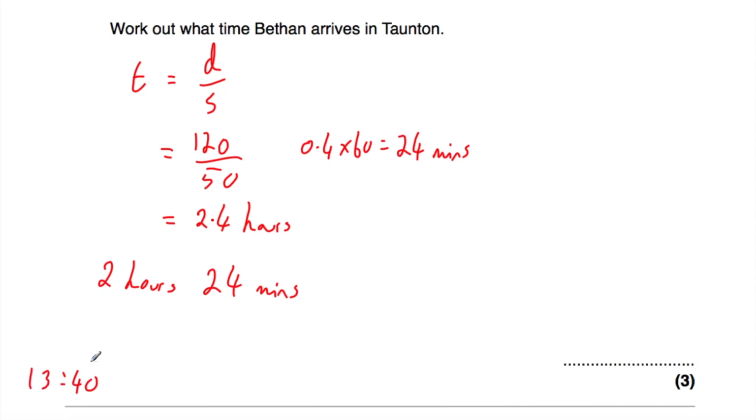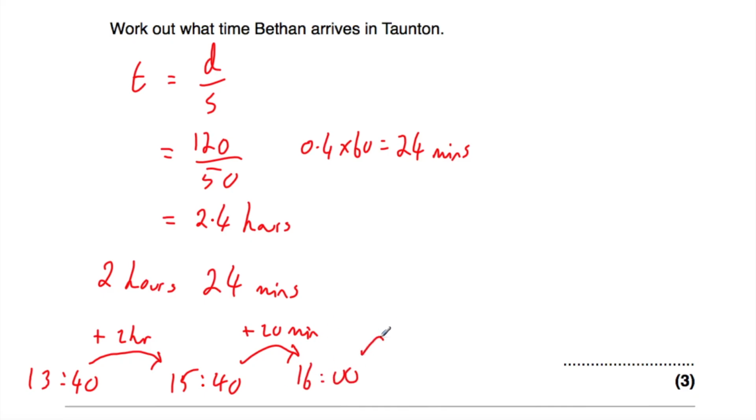I'm going to add on the 2 hours to begin with. So if we add on the 2 hours, that'll be 3:40. Now there's another 24 minutes to add. So let's add on the 20 minutes. That'll now be 4 o'clock or 1600 hours. And there's another 4 minutes to add. So that means that she should arrive at 4:04.